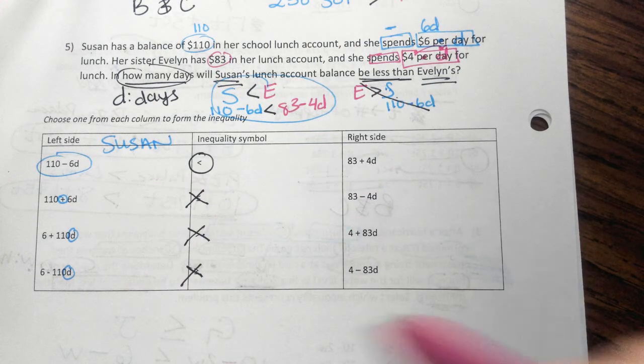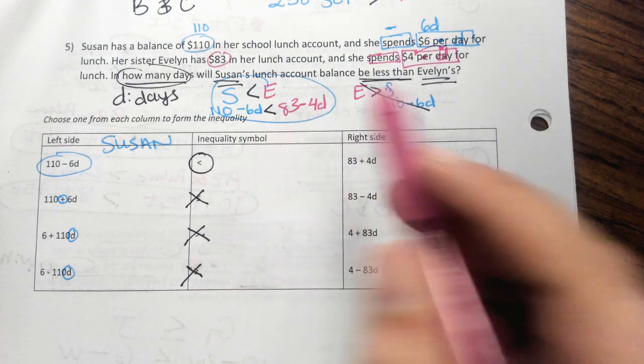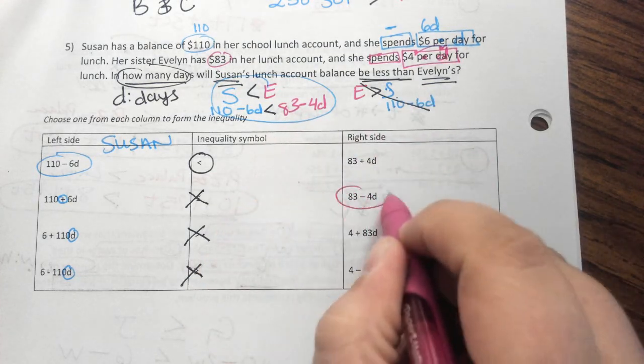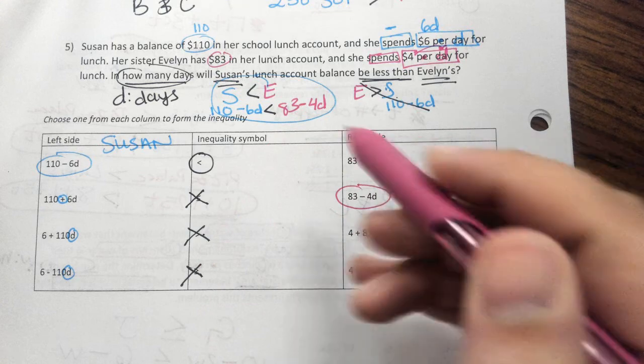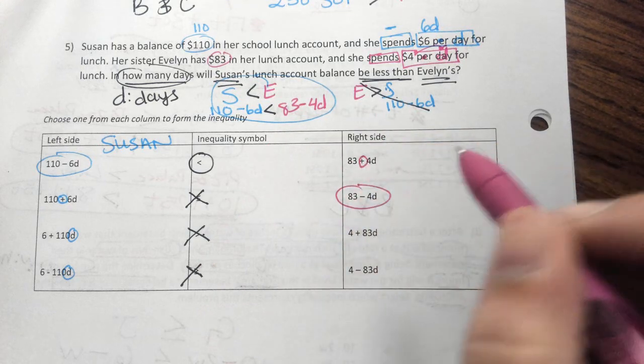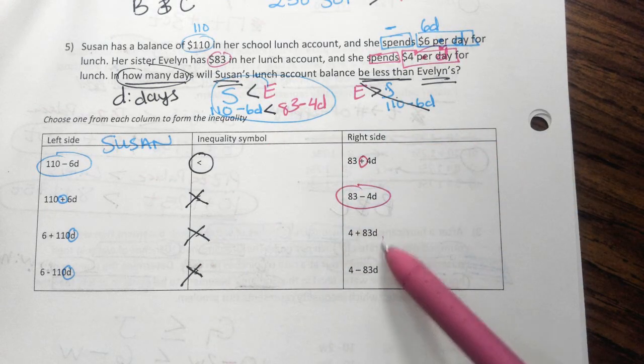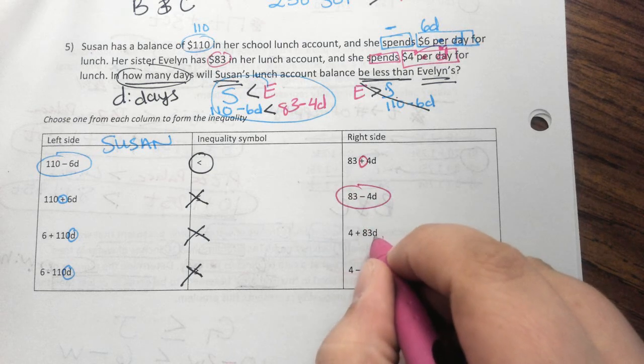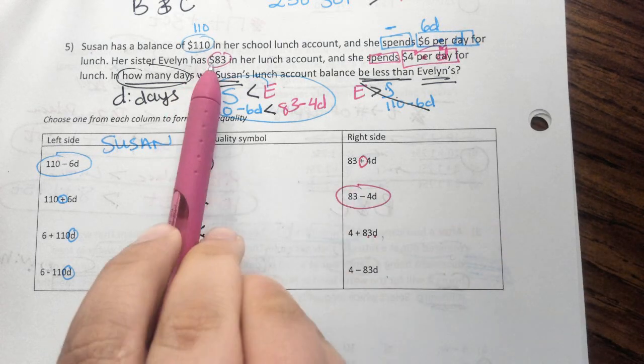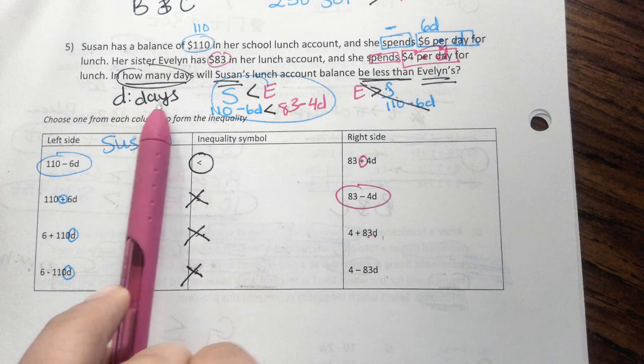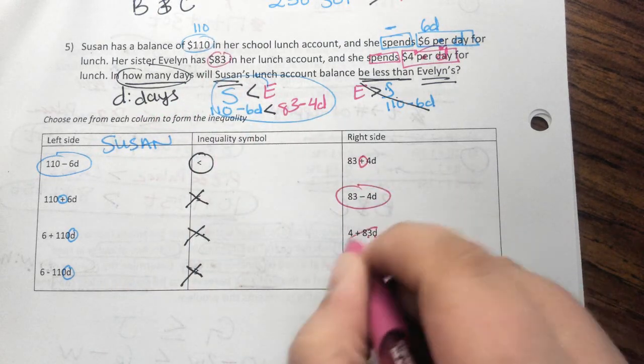On the right side, we have 83 minus 4D. What's wrong with the first one is that they're adding 4D. And what's wrong with the last two is that D is attached to 83. You're not multiplying 83 in the number of days because you started with 83.